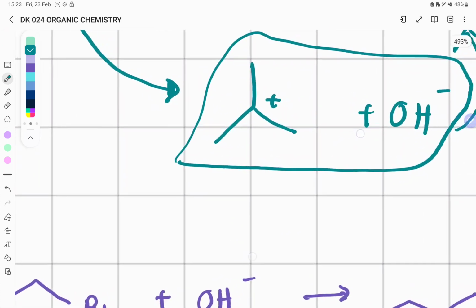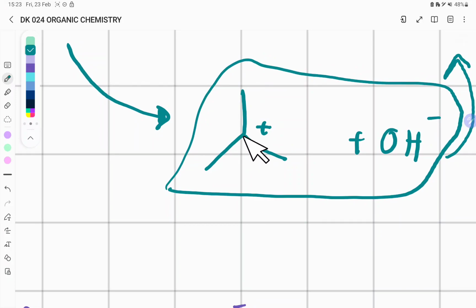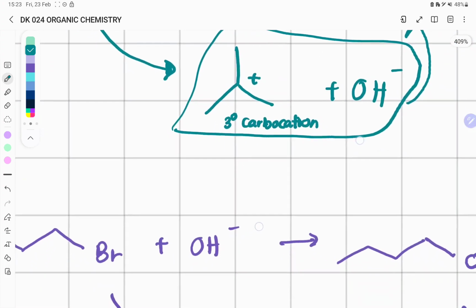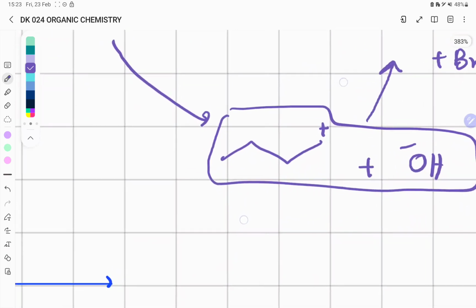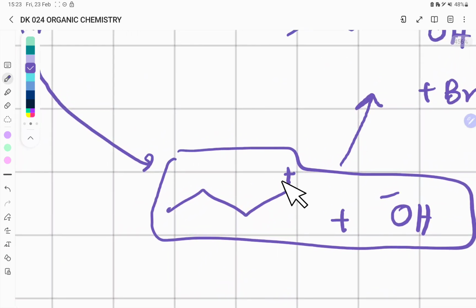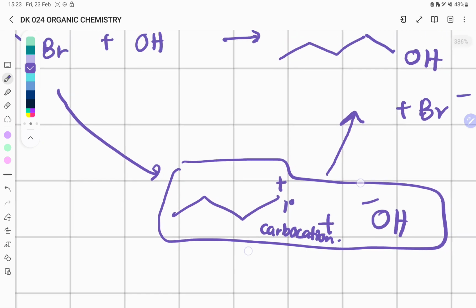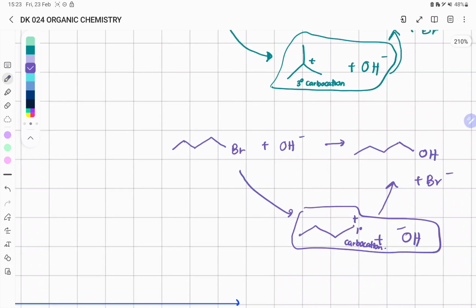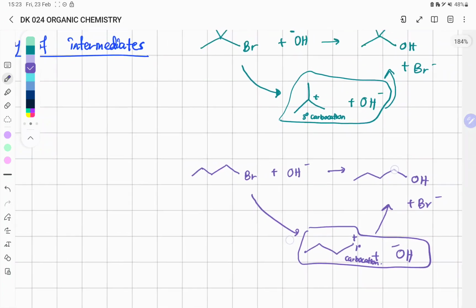So let's have a look at the green one first. The carbon in the middle, this carbon right here, what is the class of this carbon? Tertiary. Therefore, this is a tertiary carbocation. And the purple one, what is the class of this carbon right here? It is connected to one carbon. Therefore, it is a primary carbocation. Okay? So, we have two different situations: primary carbocation and tertiary carbocation.